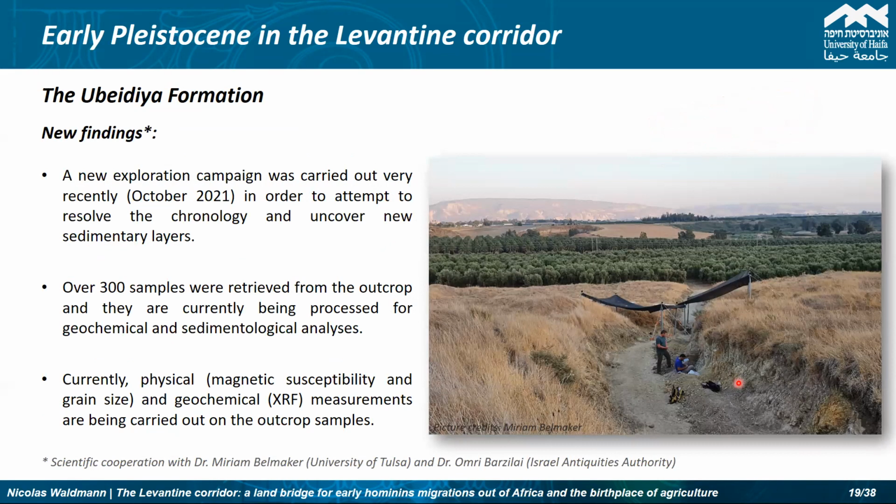In October 2021, there was a large consortium of people, in cooperation with Dr. Miriam Belmaker from the University of Tulsa and Dr. Omri Barzilai from the Israel Antiquities Authority, in which they opened a new transect. Well, they opened the same transect, but they expanded it a little bit. Over 300 samples were retrieved from the outcrop for several studies, and they are currently being processed for geochemical and sedimentological analysis. And currently we are dealing with the physical properties of those samples.